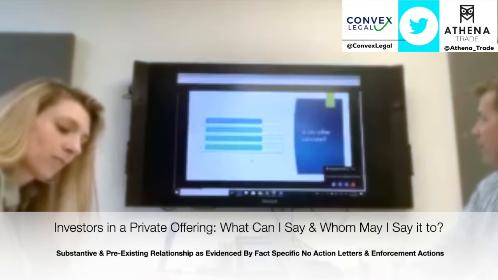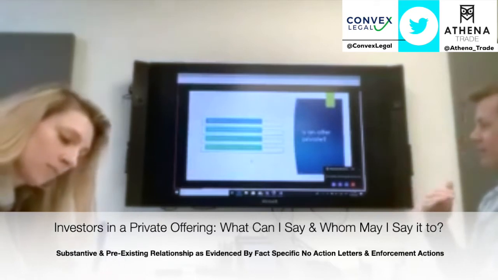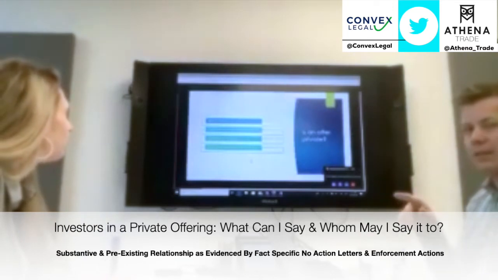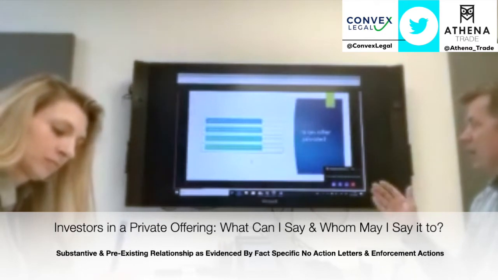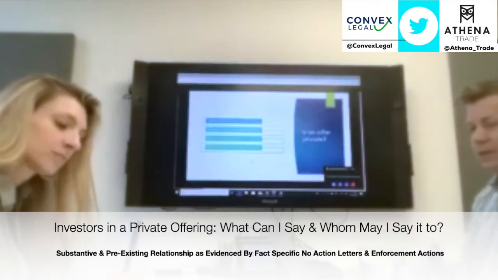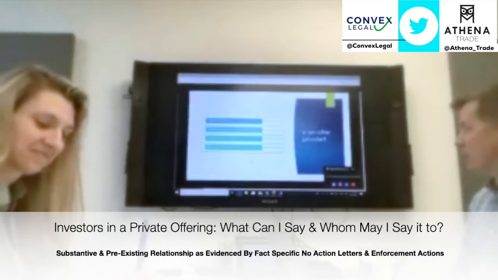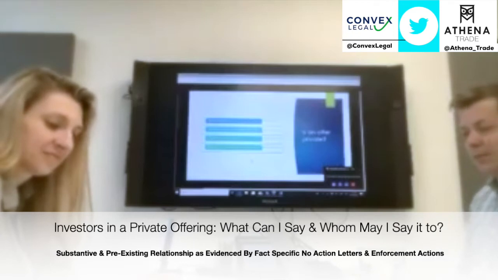Then we have the question of what is a private offering. When you're talking about what communications are allowed in a private offering, you're looking at the investors and you want to make sure you have a substantive and a pre-existing relationship. We'll talk about the total number of investors and sophistication of an investor as well. But the substantive and pre-existing is what's going to protect you when it comes to your communications with these potential investors. So to run a 506(b), the question is, how do you get the word out?